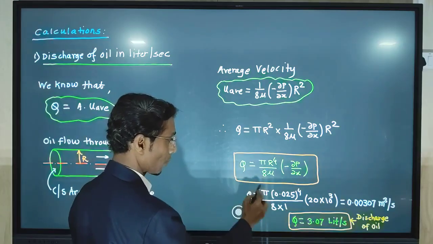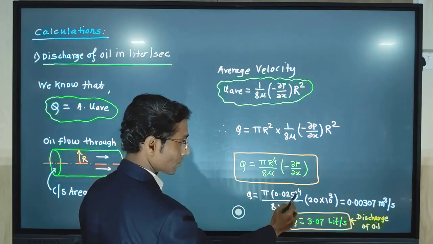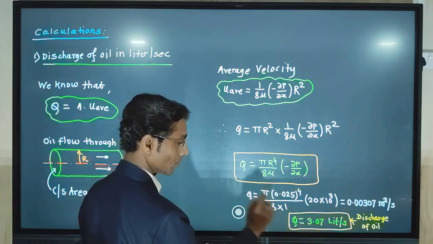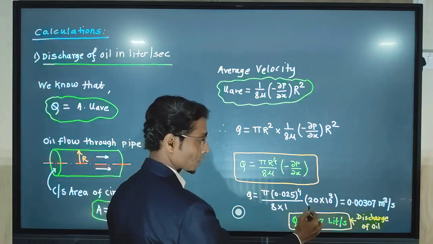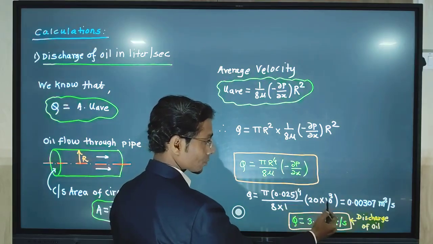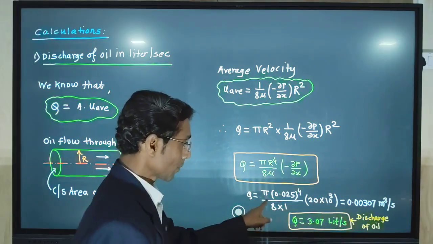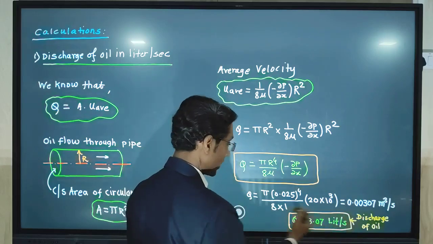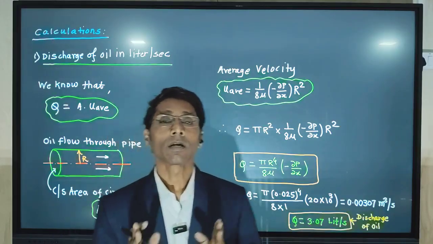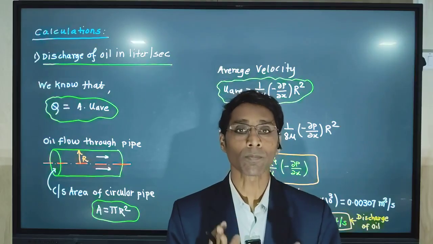So Q is equal to pi into value of radius in meter raised to 4 divided by 8 into value of dynamic viscosity mu multiplied by value of pressure gradient given, that is in Newton per meter square. So after doing this calculation, we find the value of discharge in meter cube per second. But in the numerical statement, it is expected to mention the discharge value in liter per second.